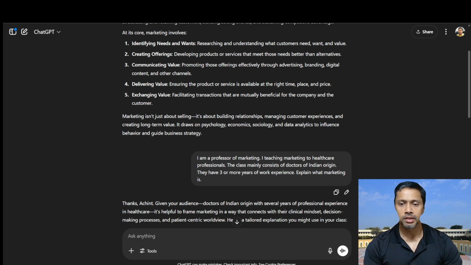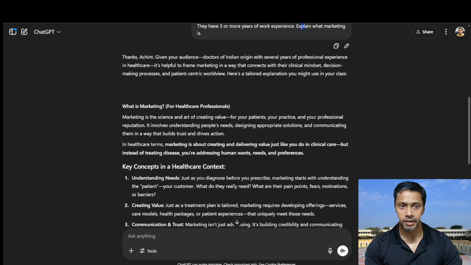The class mainly consists of doctors of Indian origin. They have 3 or more years of work experience. So this part is giving GPT the context. It is supplying the context about the task that needs to be executed. Now I'm asking it to explain what marketing is. So all the previous two, three sentences that are written are supplying the context, and now here the task is. Now let us see how the output is generated.